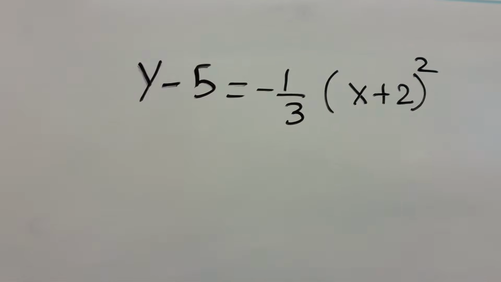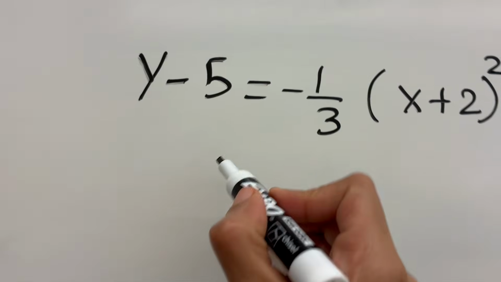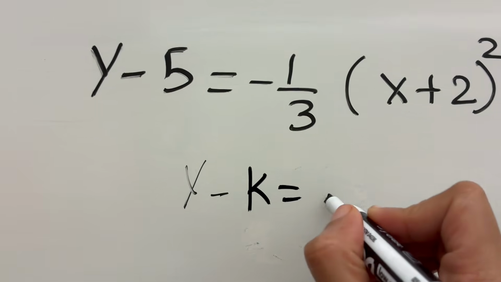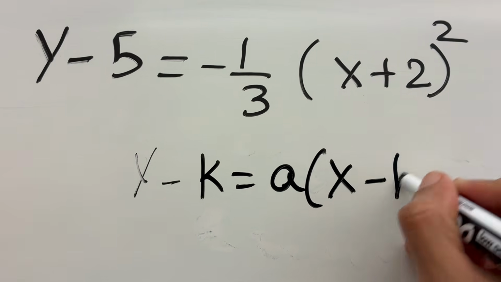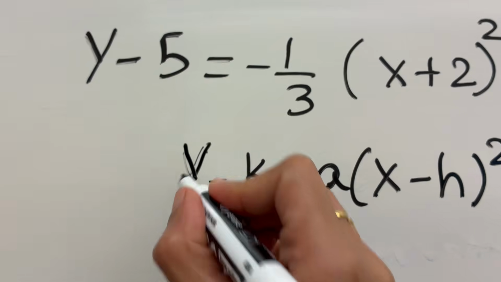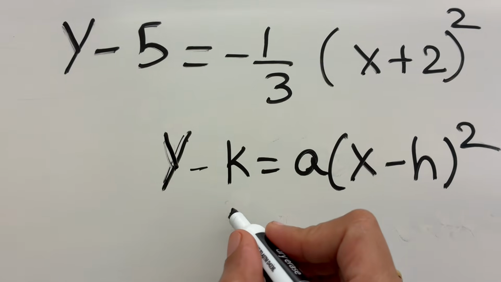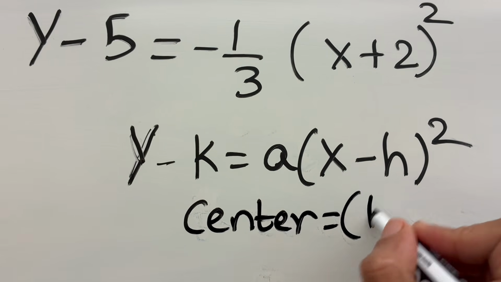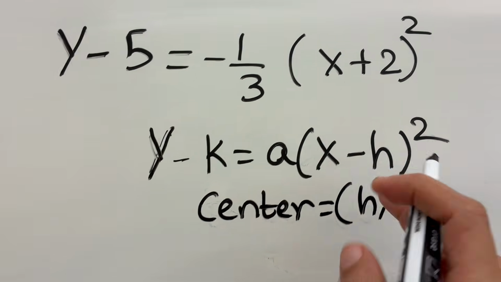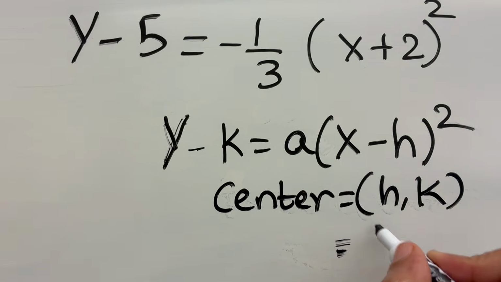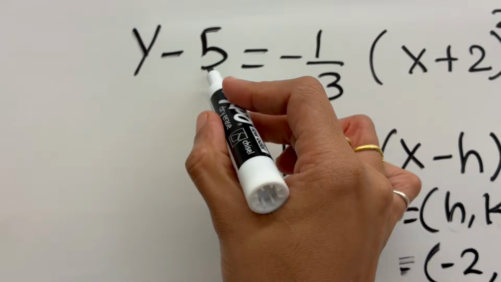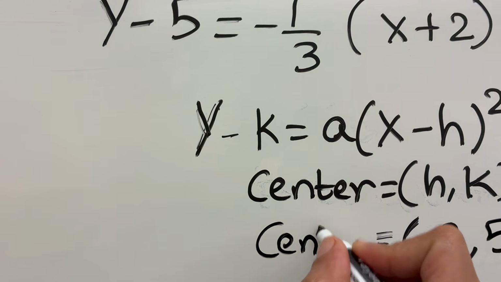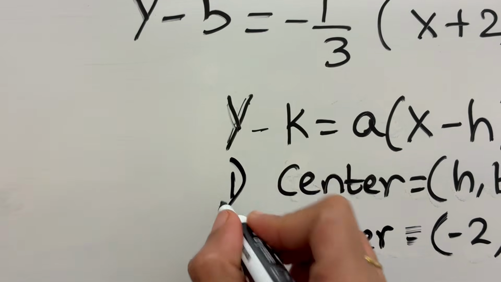So whenever we compare this to the standard equation, like y minus k is equal to a into (x minus h) whole square, this is a standard equation for the parabola where the center would be h comma k. So whenever I compare this with the standard form, my h value would be minus 2 and my k value would be 5. So I have my center as minus 2 comma 5. So this would be my first step.